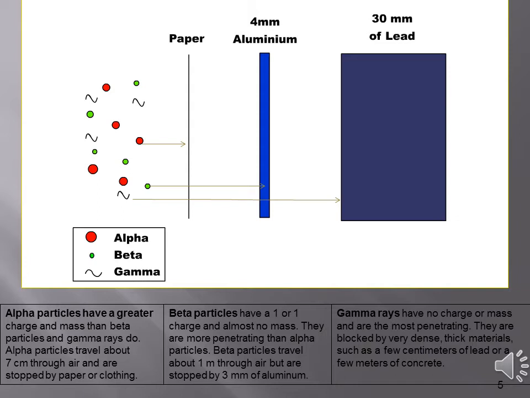While for gamma rays, we've said they are electromagnetic waves, or they resemble energy. They have no charge or mass and are the most penetrating because they move at a very high speed, the same as the speed of light. They are blocked by very dense, thick materials such as lead or a few meters of concrete.